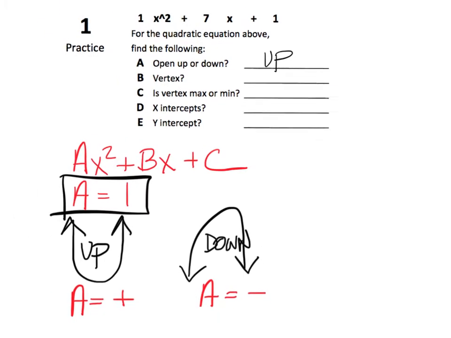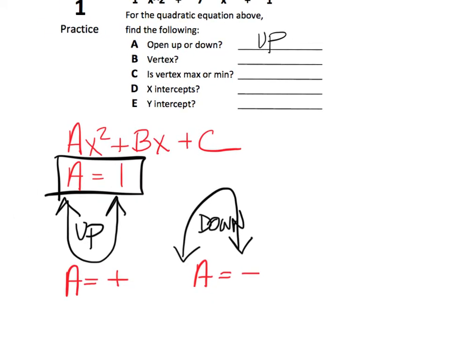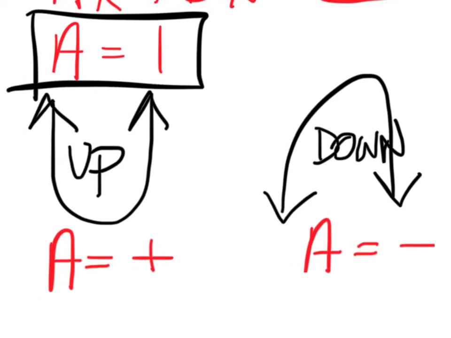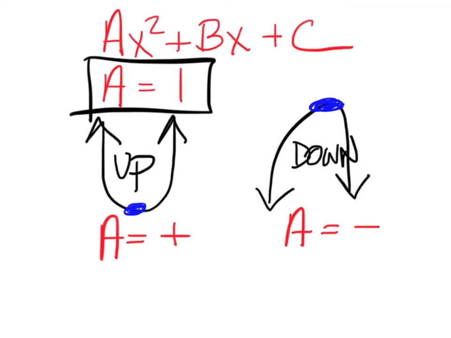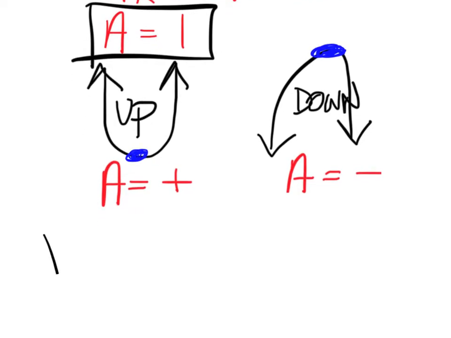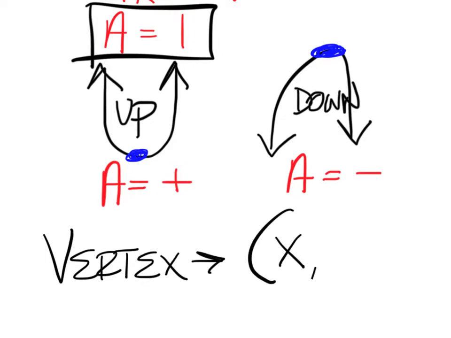That takes us to the second one, which is B. B is the vertex. If you look at these two graphs, this blue dot is a vertex. This blue dot is a vertex. Whether it opens up or down, it has a vertex. You must find the coordinates of that vertex for part B of this problem. The vertex is written as an xy point, x, comma, y, so that you can find it on a graph.